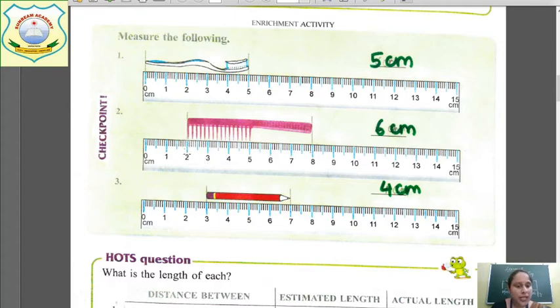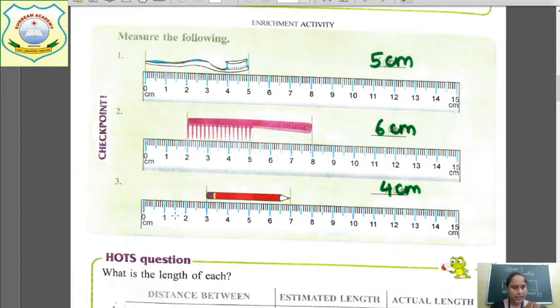Okay. So consider it as 0. 2 will be considered as 0. Now 3, 1 centimeter. 2, 3, 4, 5, 6. So that means this comb is, what is the length of this comb? It is 6 centimeter long.